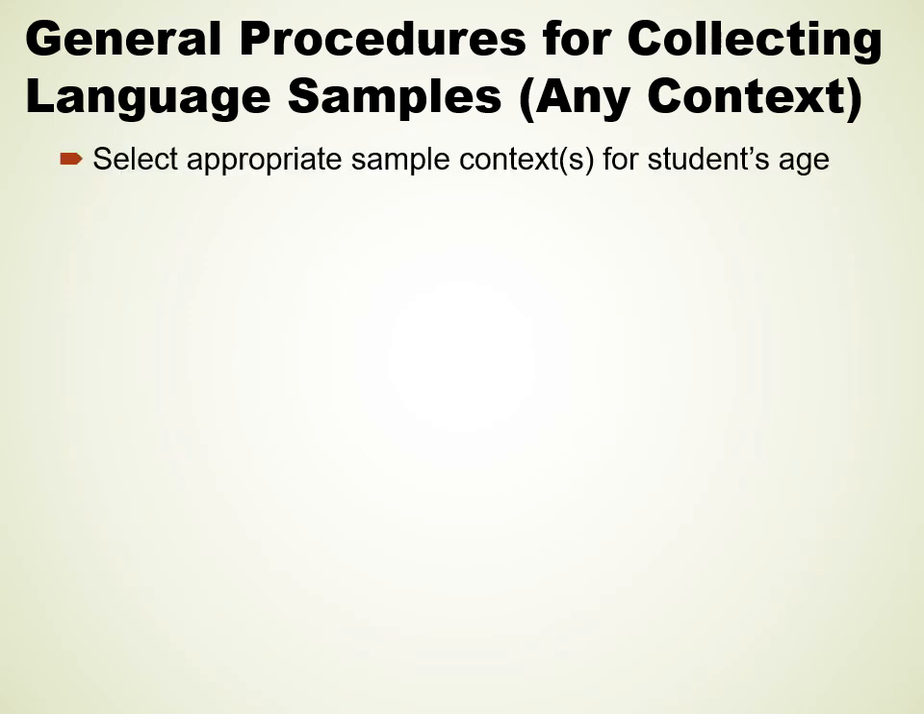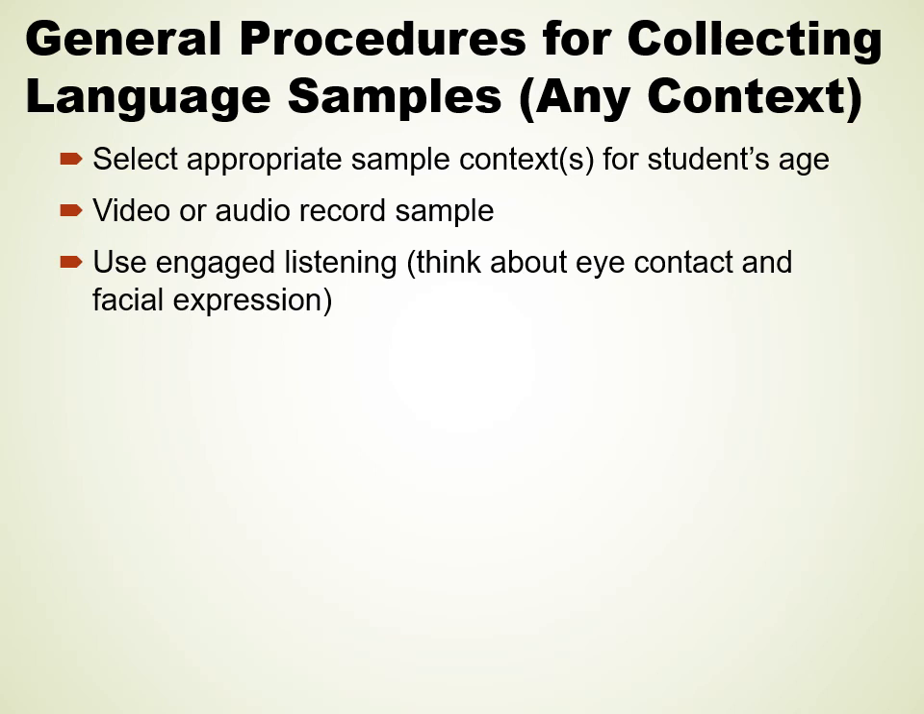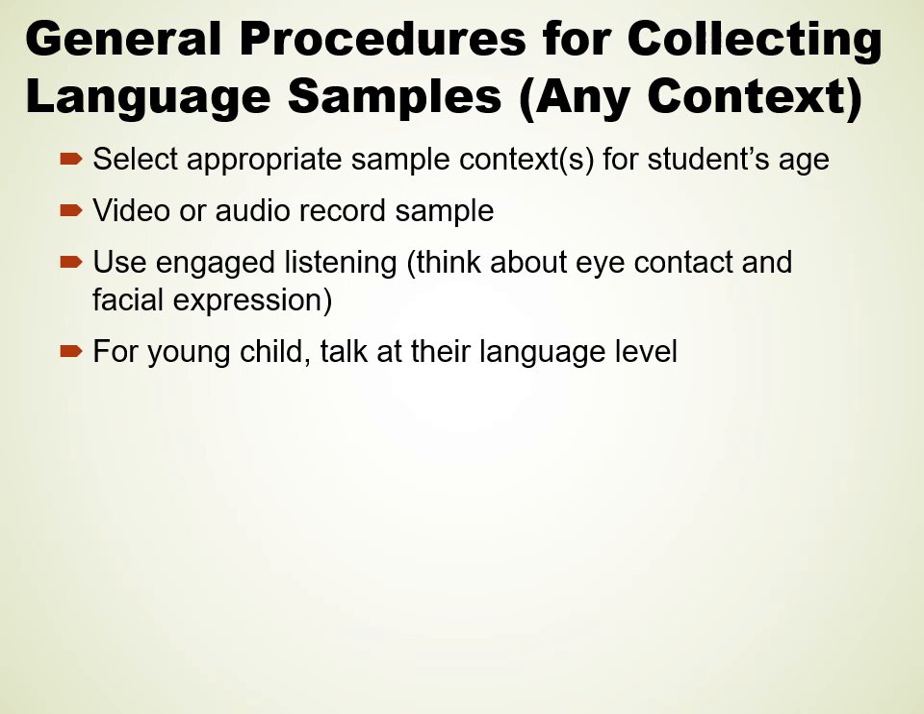Let's review general procedures for collecting language samples, no matter what the context is. Obviously, as we've just reviewed, you want to collect multiple samples and appropriate sample context for a student's age. You want to video or audio record the sample for later analysis, and you want to use engaged listening. So you want to think about your eye contact as you're talking with the student and using an engaged or enthusiastic facial expression. For young children, you want to talk at their language level. If the child is talking in short sentences, you want to talk and answer back in short sentences.